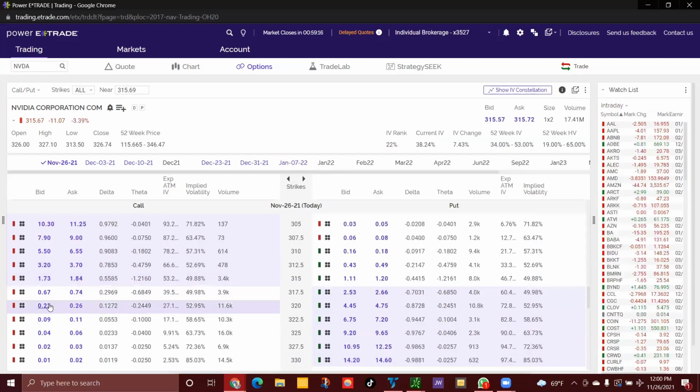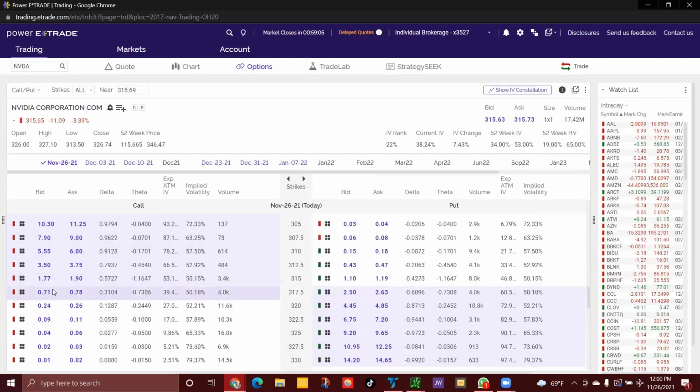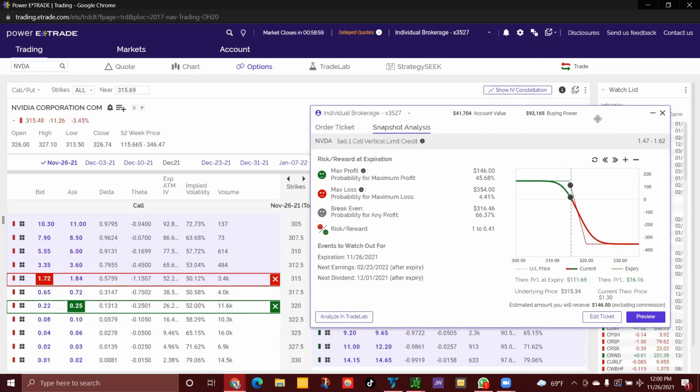More so, what I'll do is I say, okay, I really think NVIDIA is going to stay down this week, so I'm going to move all the way back to 320. I'll sell the 320 and I'll buy the 325. That way, in essence, I'm guaranteed, as long as NVIDIA stays below 320, I make all of the profit from the spread.